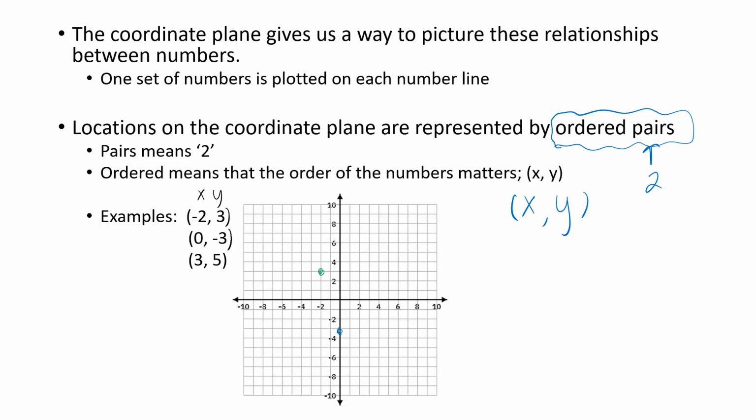And then the point (3, 5). It means we go 3 on the x-axis and then up 5 on the y-axis. So we would be here, and we'll grab the purple. 3, 1, 2, 3, 4, 5, right there. Okay, and that's what it is to plot points.